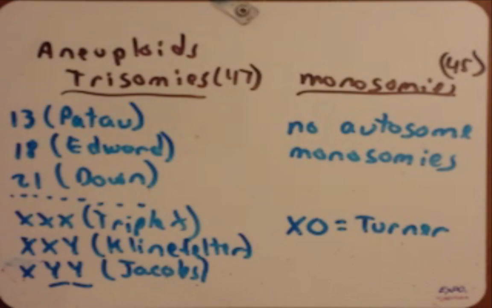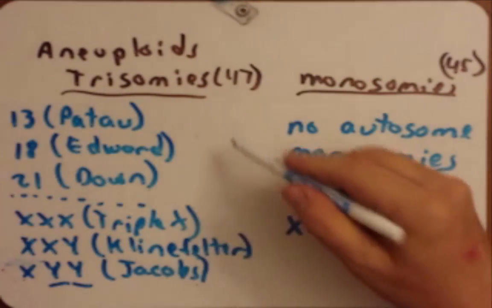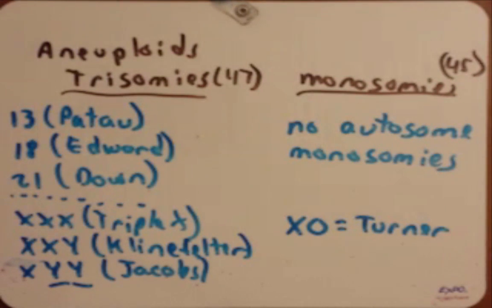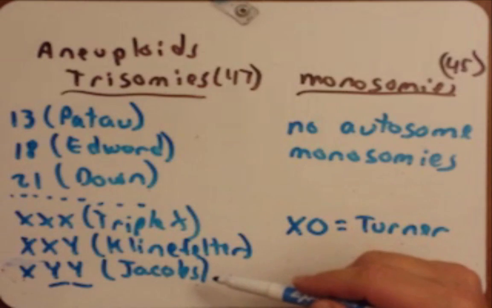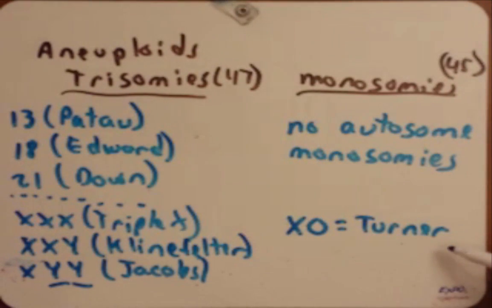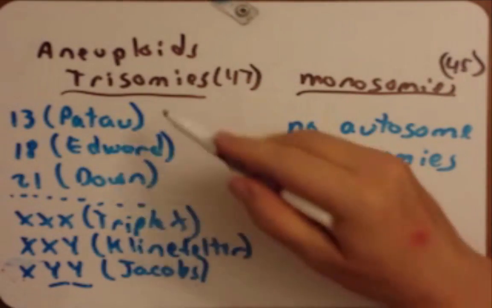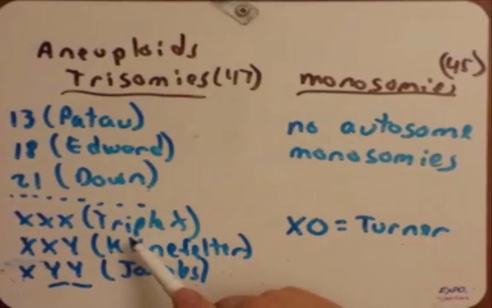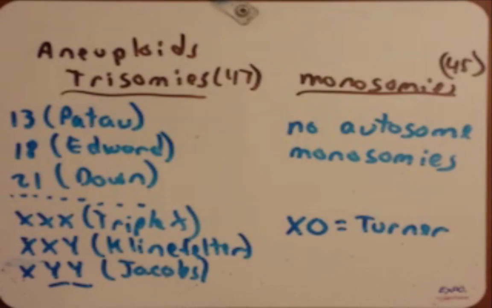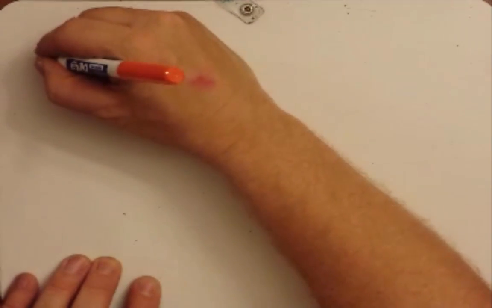Now again, I want to stress that these are the only ones we see in live births, but we know that the others occur. We know that other trisomies at other chromosomes occur, and other monosomies at other chromosomes occur. They just don't make it to birth. And we know this by studying spontaneously aborted fetuses. And again, I should also stress that all of these, including the sex chromosome aneuploids, most of them don't survive to birth either.